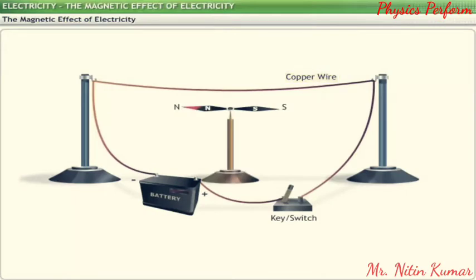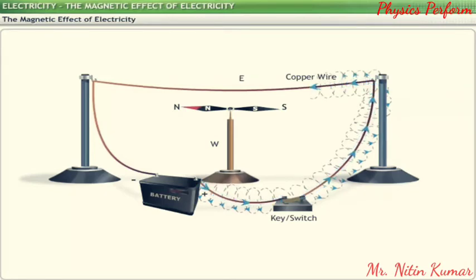Let's see what happens if we close the key to allow current to pass from south to north. The magnetic needle originally points north. However, when current passes through the wire from the south to the north, the needle deflects to the west.